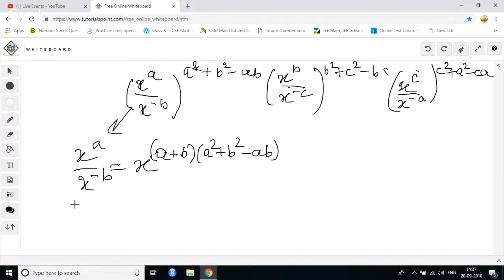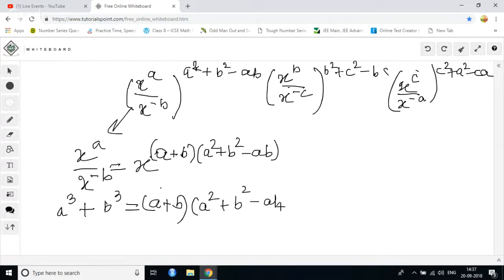Now what is this formula? Many of you make mistakes when I take class. Please remember all these formulas if you want to score good in your examination. Most of you know the formulas but you just don't remember them. So a cube plus b cube is equal to a plus b multiplied by a square plus b square minus ab.